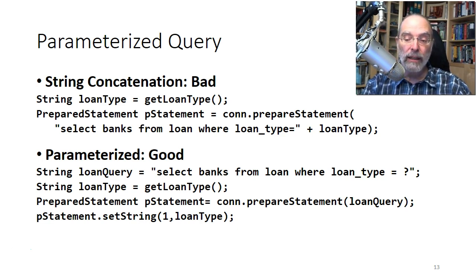The number tells us which question mark, and question marks are counted starting at 1, and then the value we wish to set. Using this method results in the prepared statement validating the string. And if the string contains SQL syntax, an exception will be thrown and the SQL injection will fail.